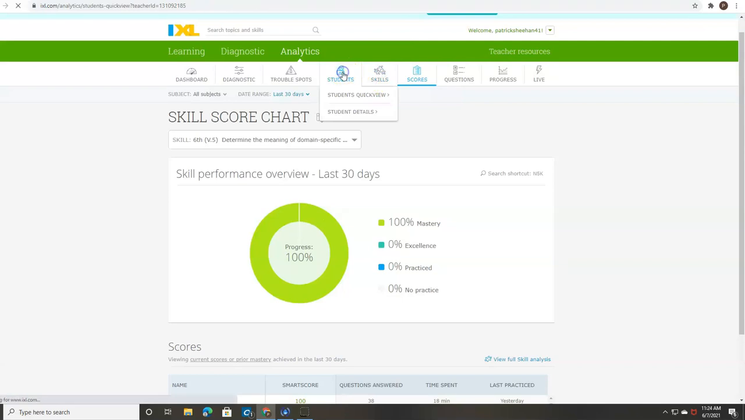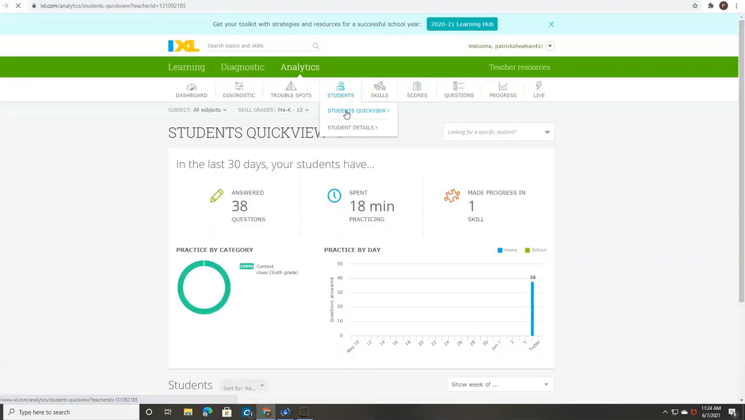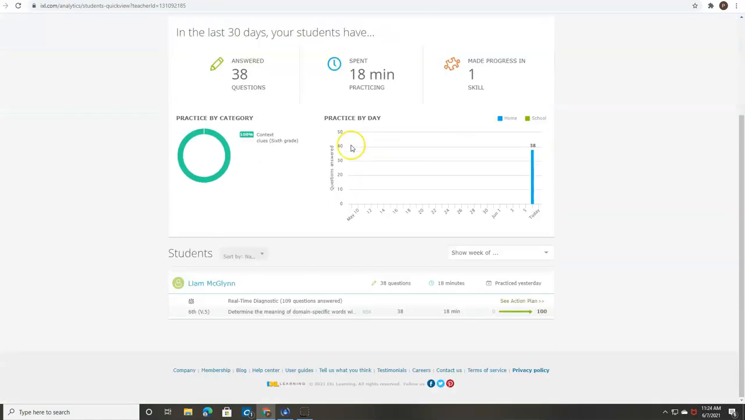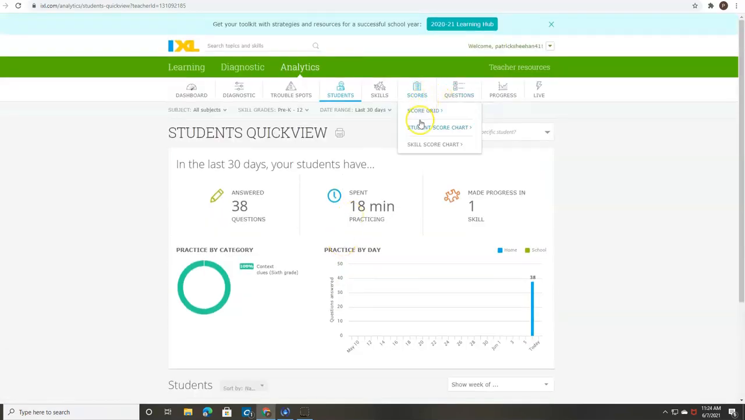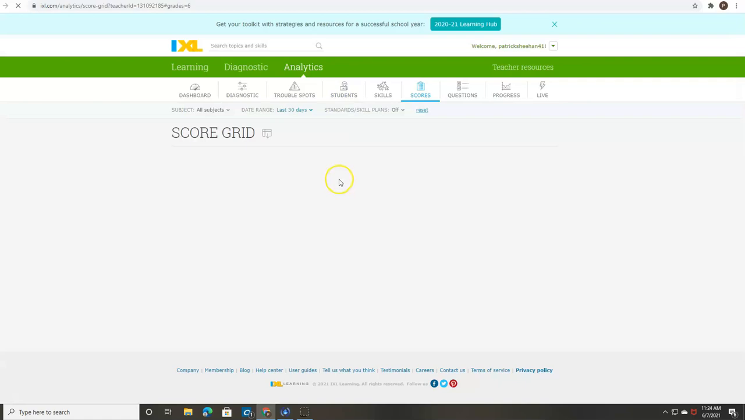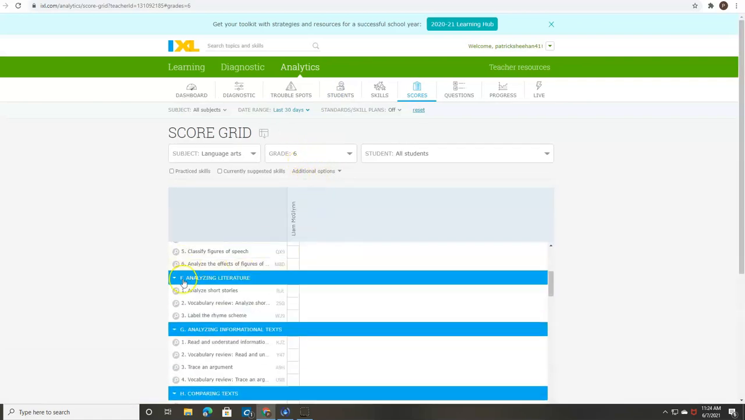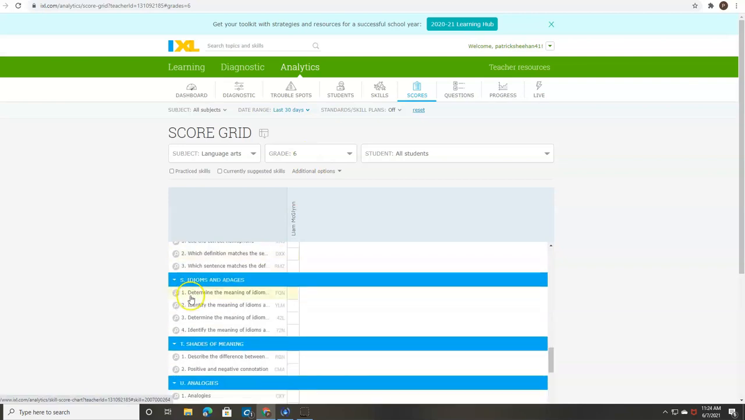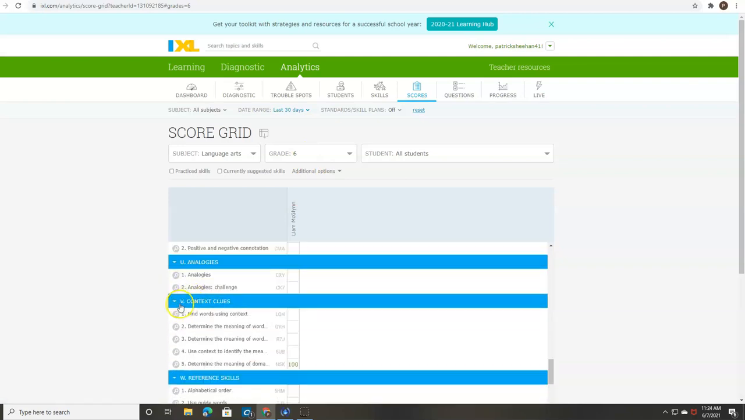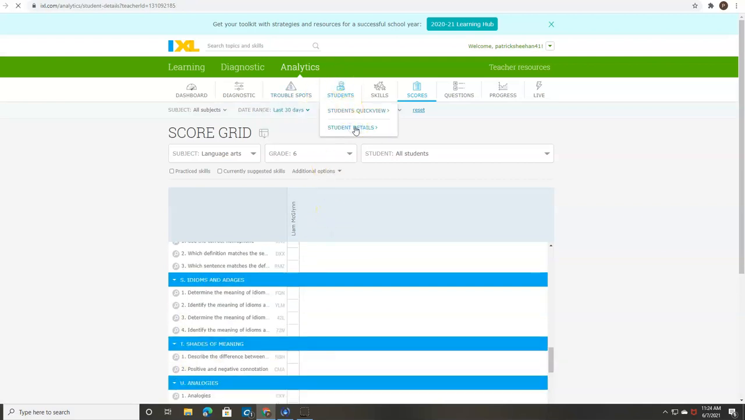Okay, and that is the skill they performed, determine the meaning of domain-specific words. So again, we started in Students Quick View. Once we scrolled down and we saw what the student worked on, what grade level, what subheading it is under for the skill area, and what skill it is by number, we then would go to Score Grid. Make sure we have the right grade. We do 6, scroll down to the letter V in this case. Context clues, that's the skill area. What did you work on? This skill. Determine the meaning of domain-specific words with pictures. Skill 5.